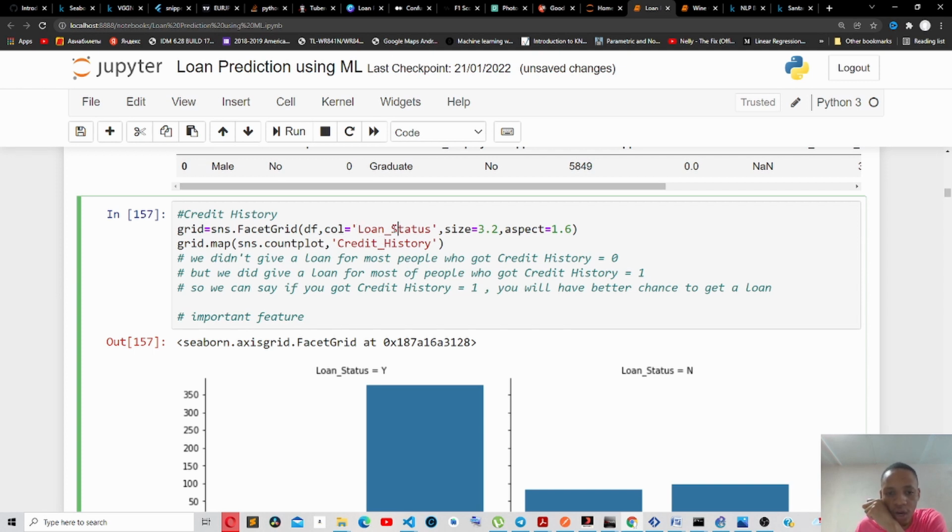The column that you want to plot a Facet grid is the loan status. We use the loan status, right? If it's yes or no. And then we provide the size, which is 3.2, and then the aspect ratio, which is 1.6.